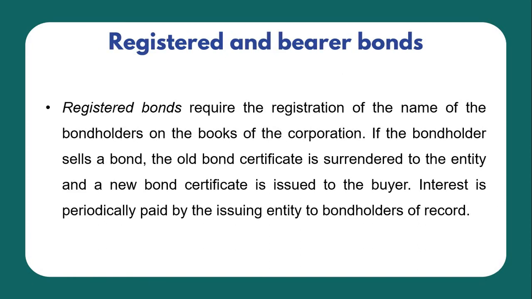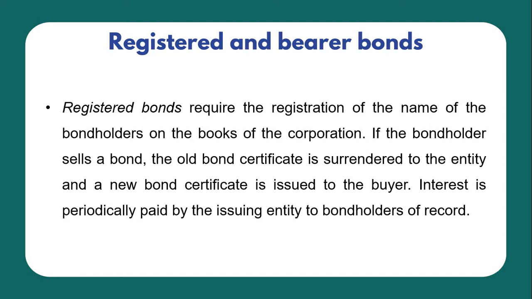Next, registered and bearer bonds. When we say registered bonds, this requires the registration of the name of the bondholders on the books of the corporation. If the bondholder sells a bond, the old bond certificate is surrendered to the entity and a new bond certificate is issued to the buyer.